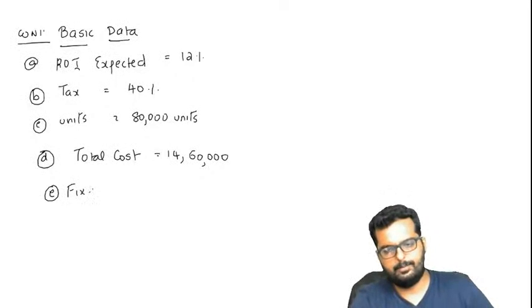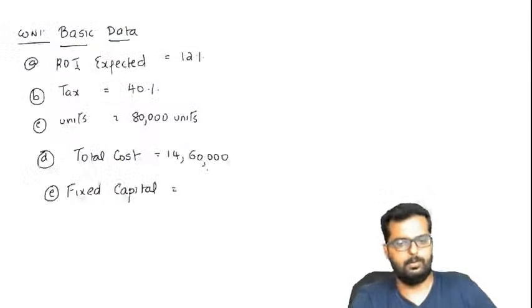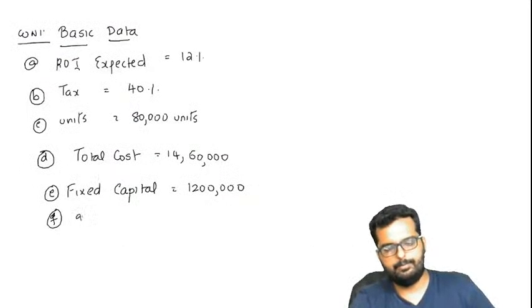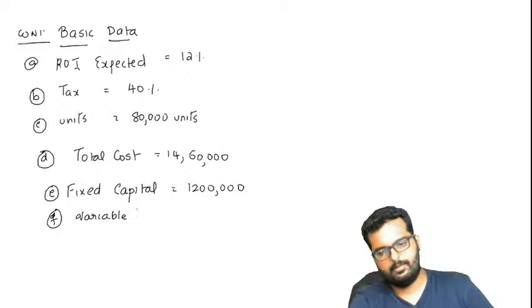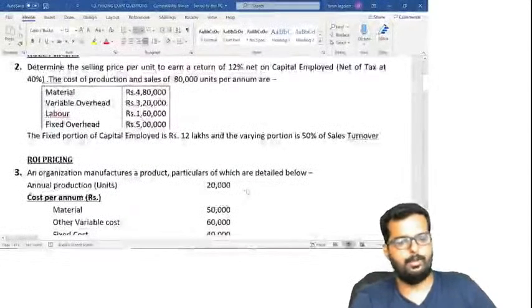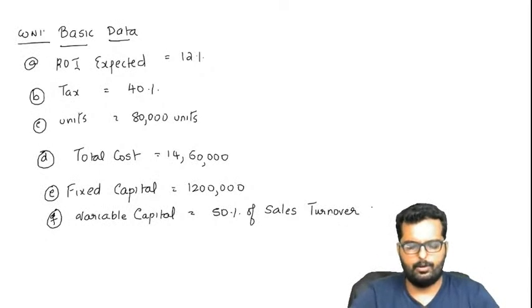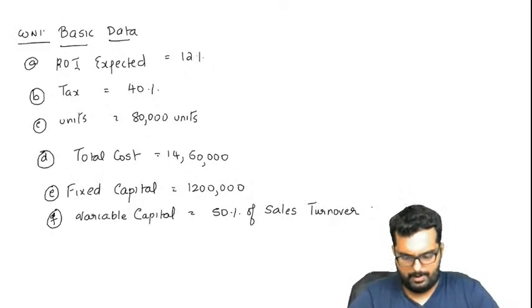Fixed portion of capital. So the next part is fixed capital will turn out to be how much? 12 lakhs. Okay. And the variable portion of the capital will turn out to be how much? 50% of sales turnover. Can you write down till here in your books and understand the question better? After which we'll go to the next part.